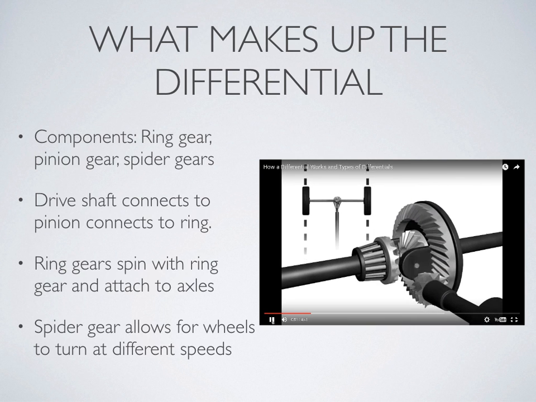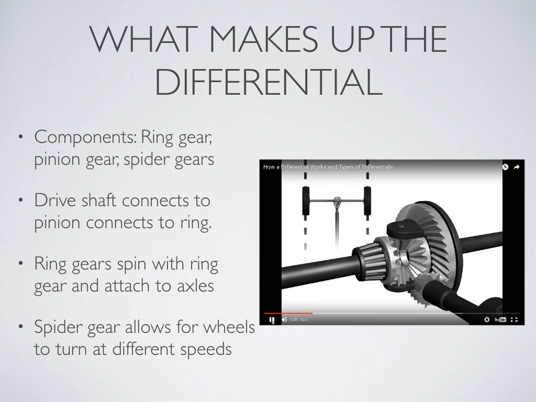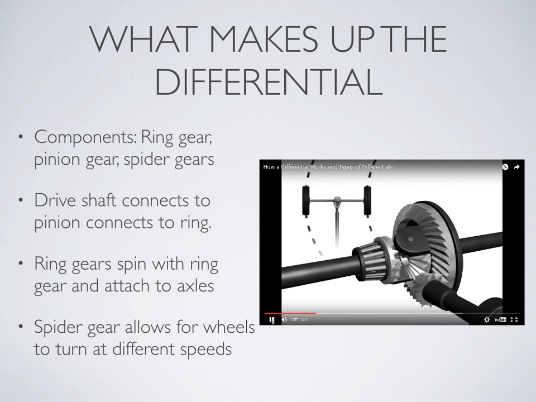So the drive shaft turns the ring gear, which turns the spider gears. When turning, the outside wheel is turning faster, so the gears on the spider gear account for that and turn that wheel faster and the other wheel slower. It allows that to happen, which is great.